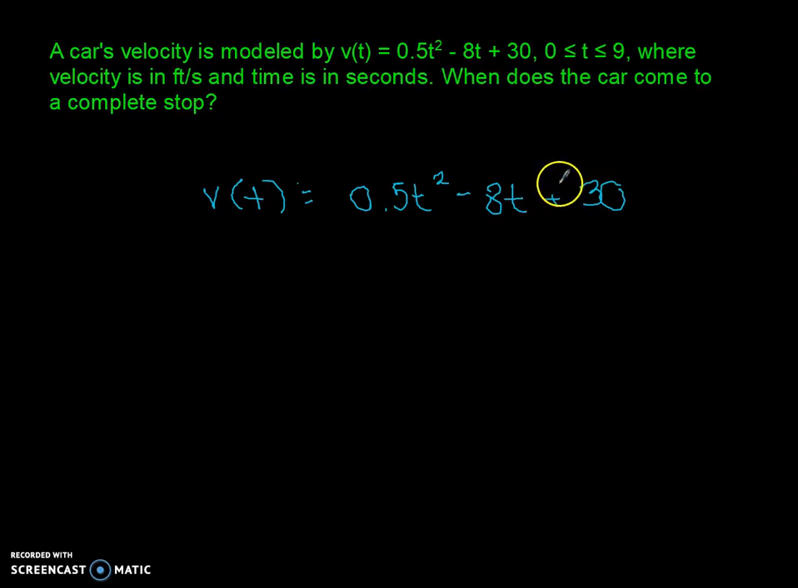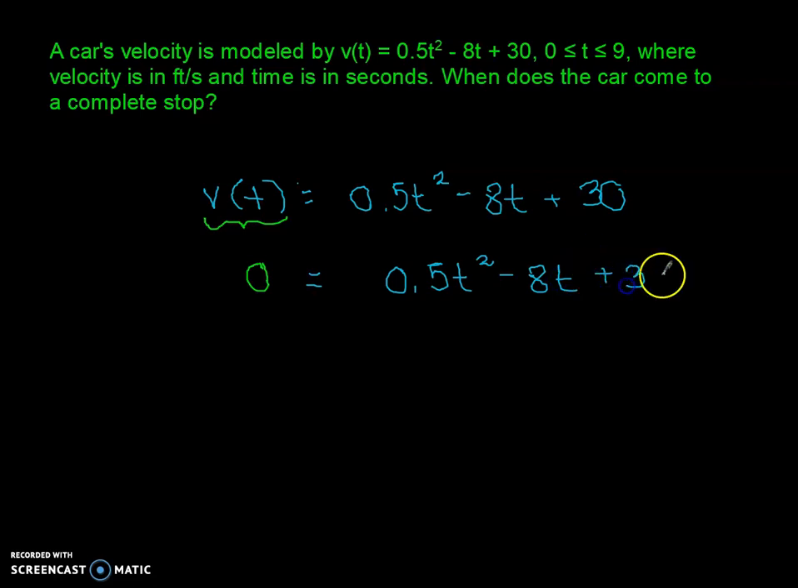So the first thing I'm actually going to do is work on getting rid of that. Now, it's asking when does the car come to a complete stop. So I know that when a car comes to a complete stop, I don't have a velocity going, so that's going to be 0. So once I change the other side to 0, I'm now going to get rid of that a value. To get rid of 0.5, I'm going to multiply everything by 2.